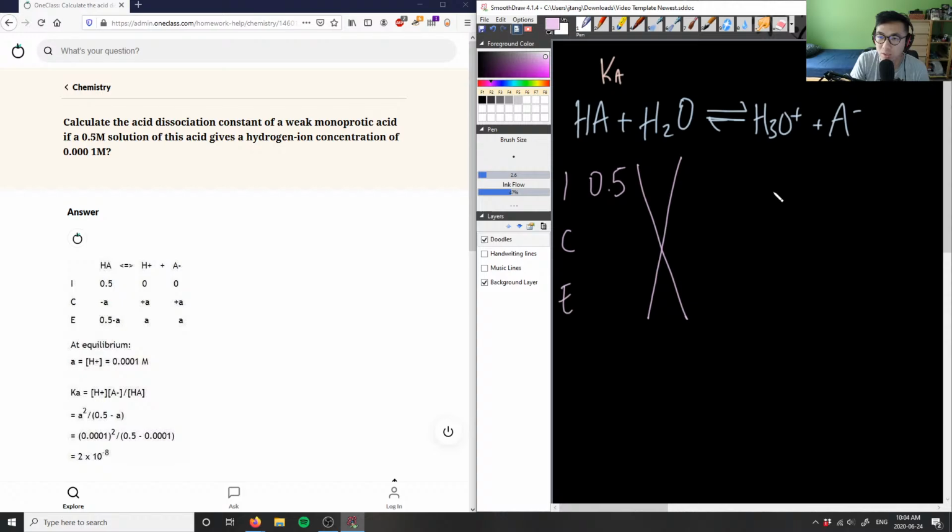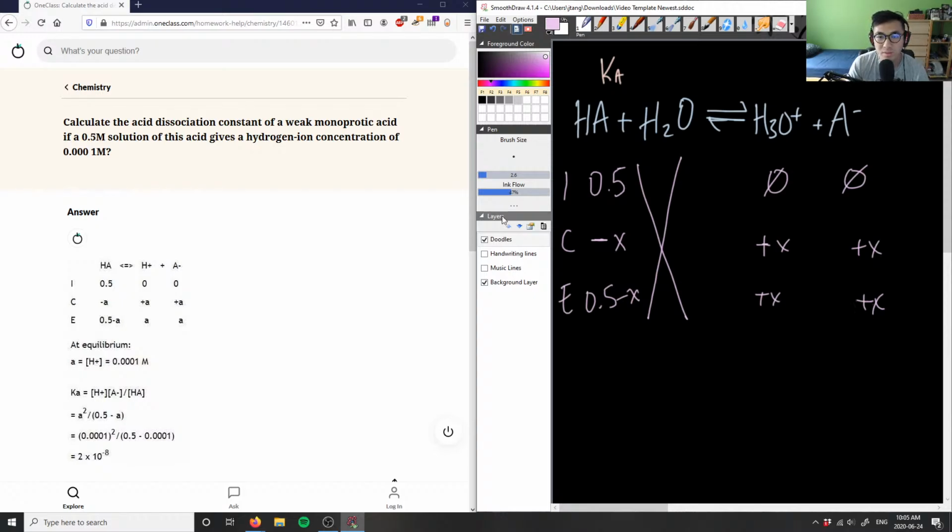If we're starting initially, obviously we have 0 hydronium ions and 0 conjugate base. Then in the change row, we're going to get some minus X here, and then plus X and plus X as well. I'm going to gain product and lose some reactant, hence the minus sign and the positive signs. And at equilibrium, I'm going to have 0.5 minus X, positive X here and plus X here.